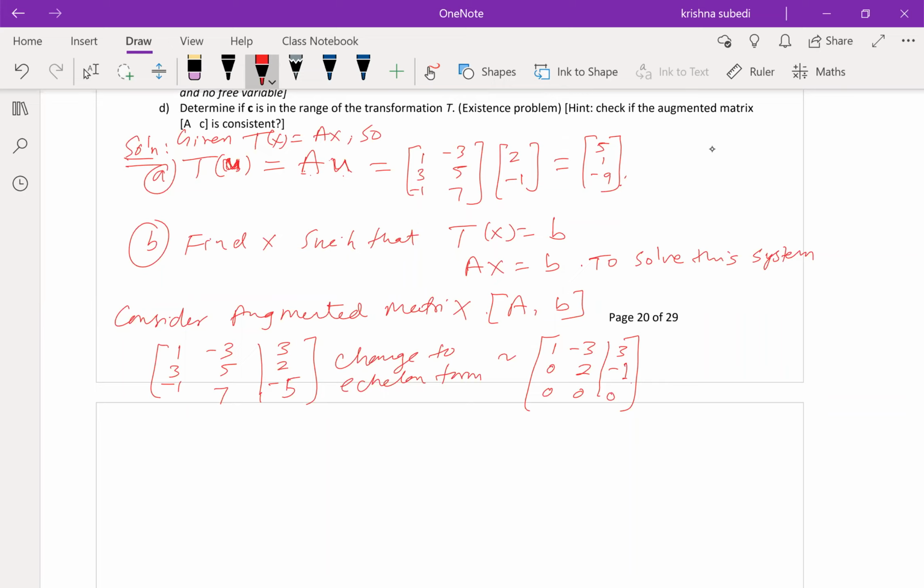Okay, I trust that all of you got that. Or if it is wrong, let me know. Otherwise, let's assume that this is the right one and move forward. In this case, this is your x1, x2. So let us write the general solution. x1 minus 3x2 equals 3, 2x2 equals minus 1. Is there any free variable, guys? No free variable, right?